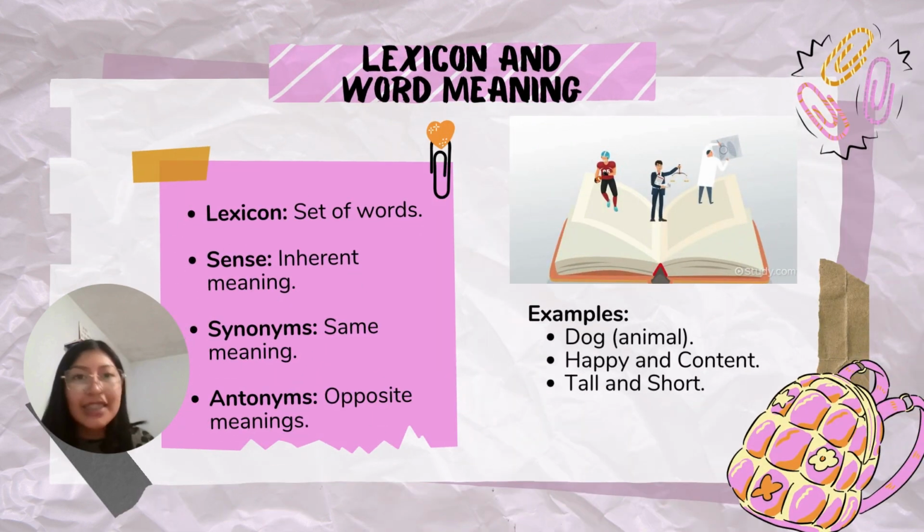The lexicon is the set of words in a language, where meaning refers to how these words represent concepts. Sense is the inherent meaning of a word. Synonyms are words with the same meaning, and antonyms are words with opposite meanings. For example, "dog" represents a specific animal. "Happy" and "content" are synonyms, and "tall" and "short" are antonyms.